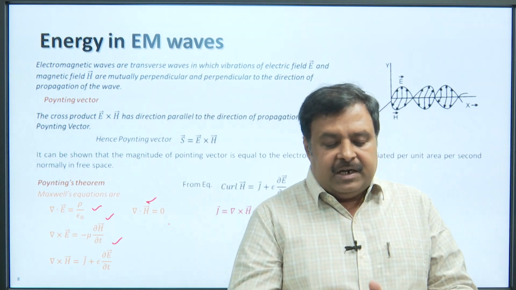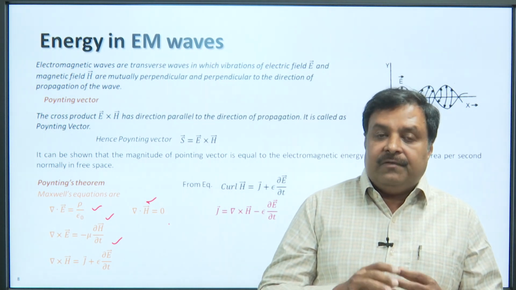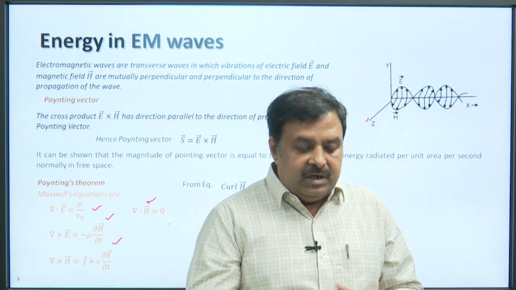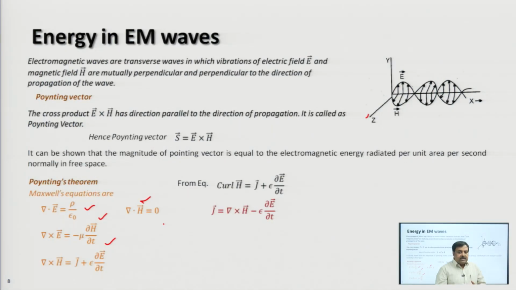Here H is magnetic field, E is electric field, H is magnetic field in ampere per meter, not in Tesla. Rho is volume density of charge, epsilon 0 is permittivity of the medium, mu is permeability of the medium, and J is current density.